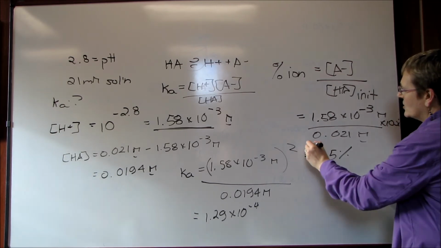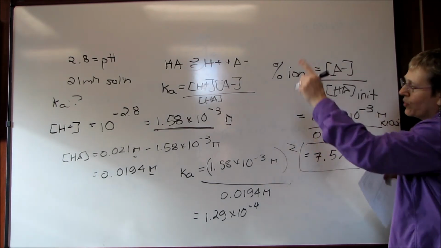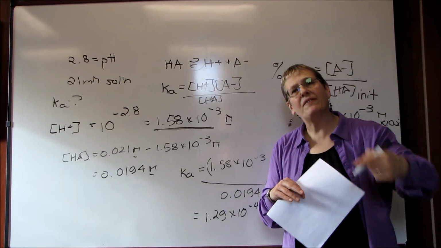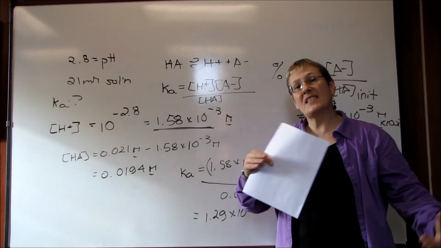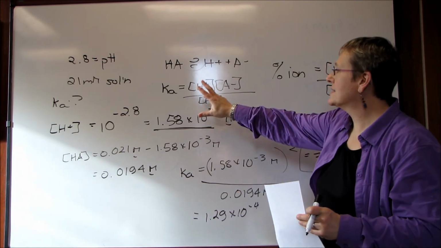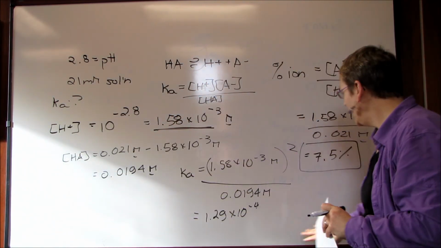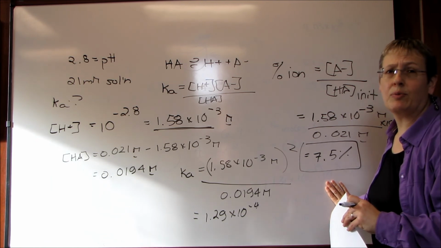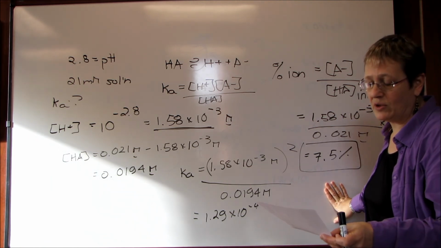So one of the things that should jump out at you with this problem is that if you had made the 5% rule assumption, you would be off by a couple of decimal places because the 5% rule doesn't apply here. You've shown that it's 7.5%, so your math would be out if you had done that this way.